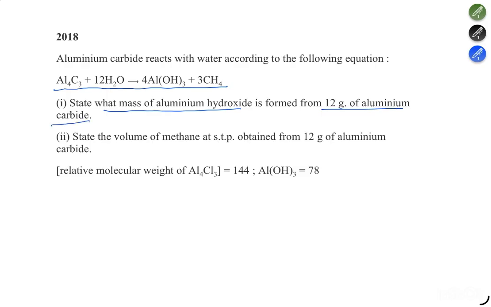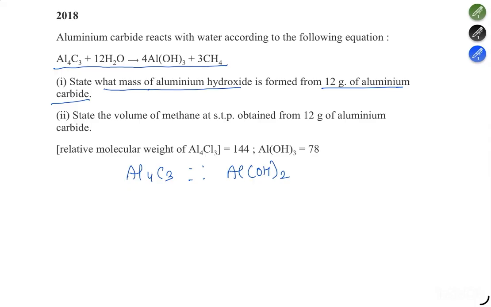carbide. Now for every question, as I am telling you again and again, you have to see what you have to find out and what is given. Now here they have given the mass of aluminum carbide. So I will write down this aluminum carbide and they are asking the mass of aluminum hydroxide. So what is the mole ratio present in the balanced equation? So I can see here 1 mole of aluminum carbide produces 4 moles of aluminum hydroxide. This is what I am taking the data from the balanced equation.